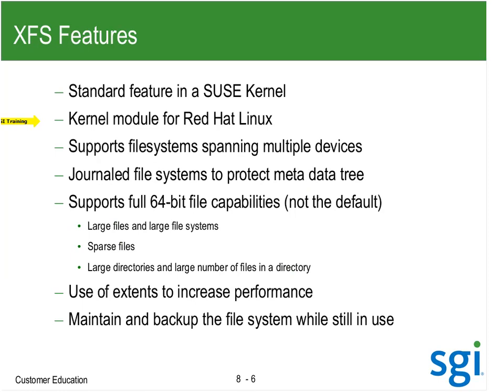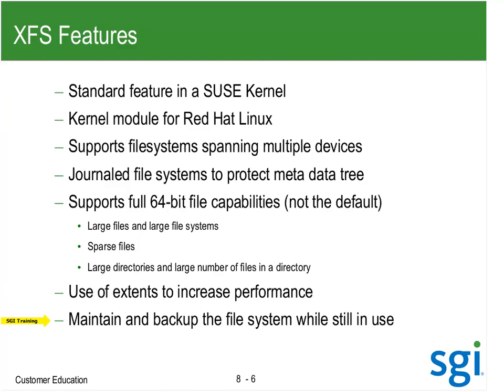What's not supported in SUSE is ext4, which is now your default root for Red Hat. And ext4 basically picked up XFS features. So it supports file systems spanning multiple devices. Again, it has a journal file system to protect your metadata tree. It does support 64-bit file capabilities, but that's not the default. But that allows me to get bigger files and bigger file systems. And one of the key things that ext4 picked up from XFS was the concept of extents, which is actually originally based upon a Berkeley file system.